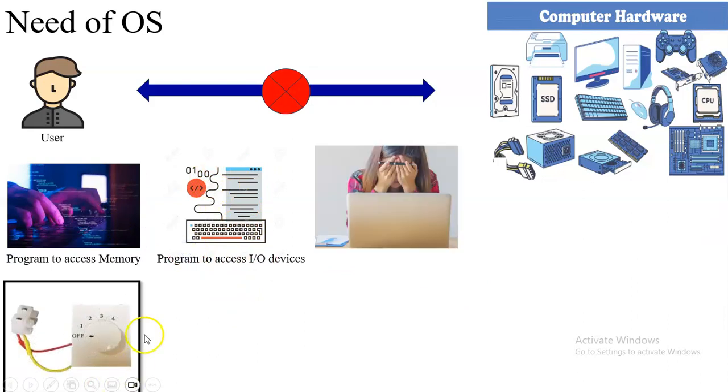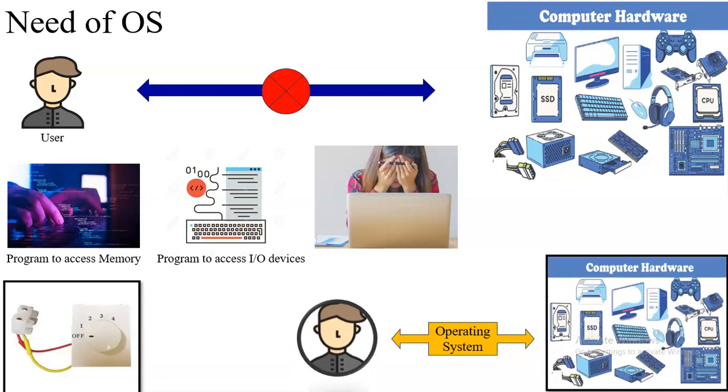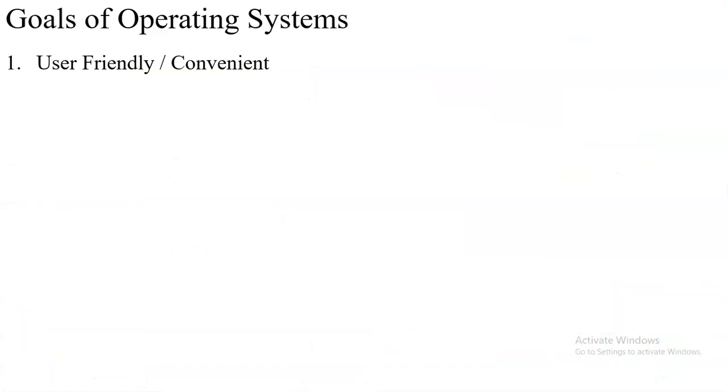But now we have the option of this particular interface. In the earlier example, the regulator helped the user operate a fan in an easier manner; similarly, the operating system can play a very important role as an interface between the user and the computer hardware. So the operating system is that interface which makes the user's job easier to access the hardware. So this is why an operating system is required.